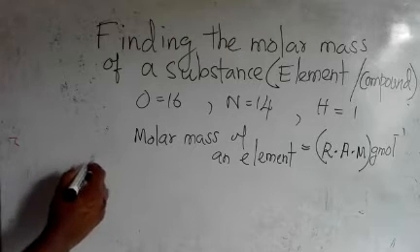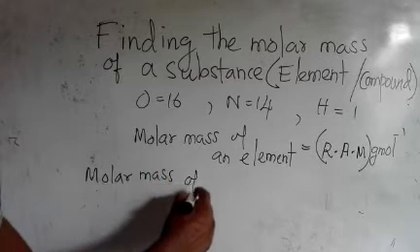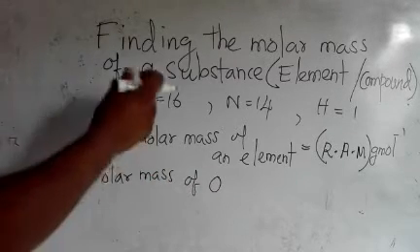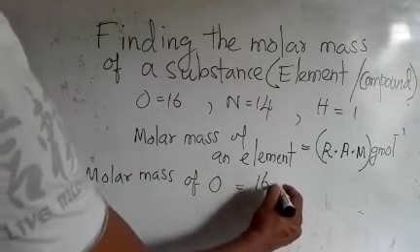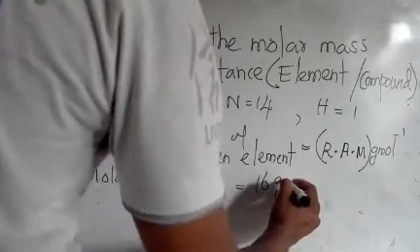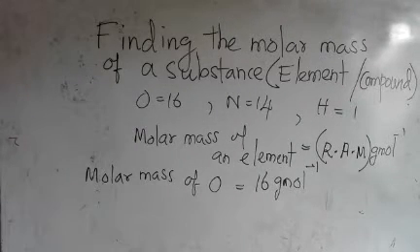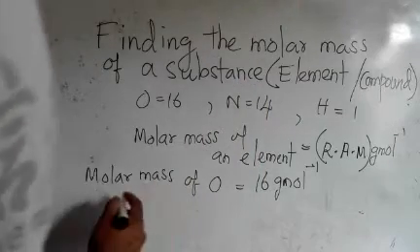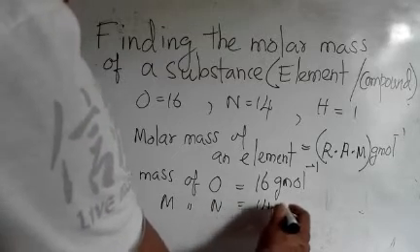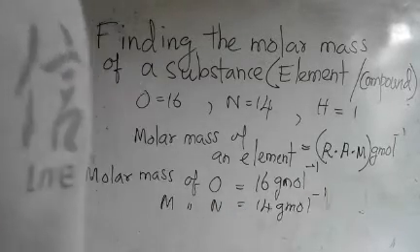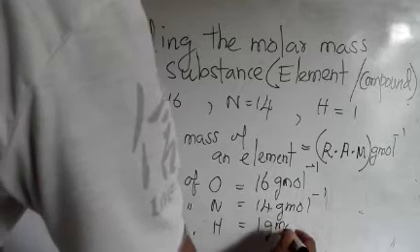As an example, the molar mass of oxygen: the relative atomic mass is 16, so the molar mass is 16 grams per mole. The molar mass of nitrogen, M of nitrogen, is 14 grams per mole. The molar mass of hydrogen is 1 gram per mole.